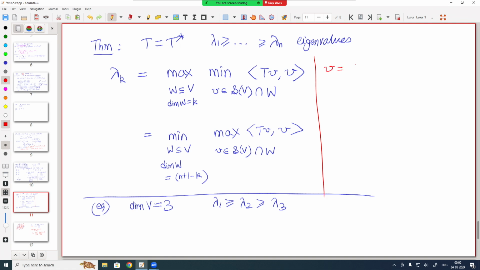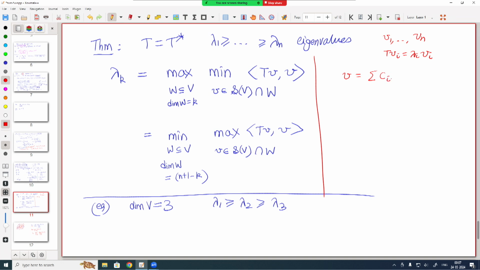Okay, sorry, how should we prove this? We should take a subspace of dimension k. If I take my eigenbasis as before, let's take v1, v2, ..., vn, with T vi equals lambda i vi, and we will write v as a linear combination.